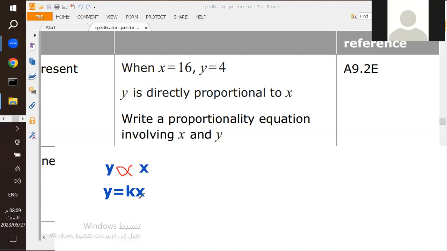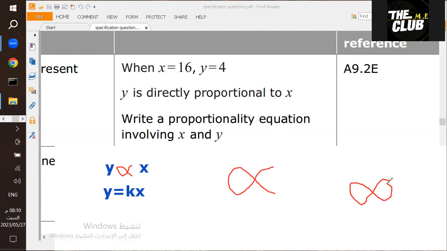Now you need the k alone. What's that sign, sir? The sign is a sign of direct proportion. It looks like this. It's like infinity, but it's missing something. You know the sign of infinity, right? Like this. We remove this now. So we remove the sign of proportionality.